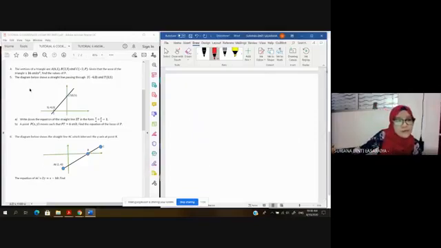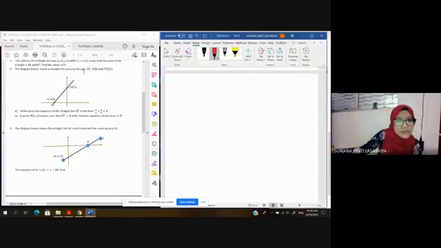Okay, discuss. Number 5, the diagram below shows the straight line passing through S and T. Write the equation of the straight line ST in the form of x over A plus y over B equals to 1. So ini macam mana ni? Can you find the equation? Hello? Boleh cari the equation of S?